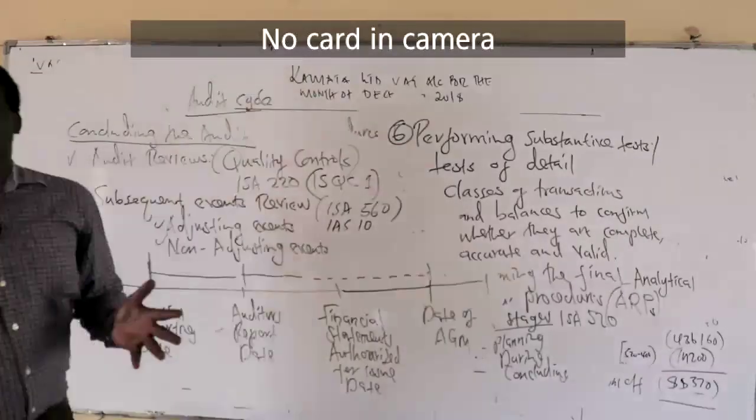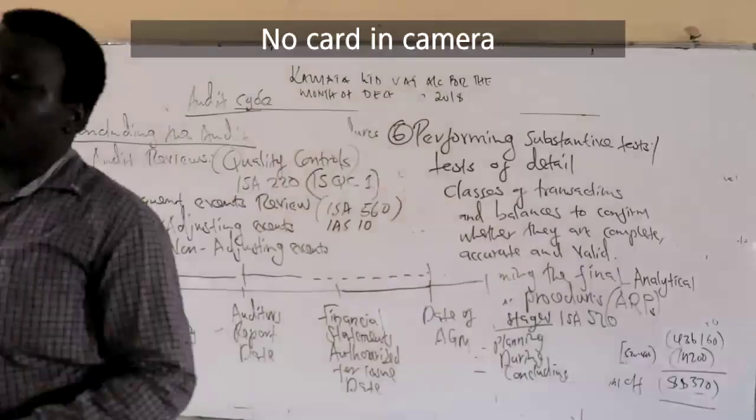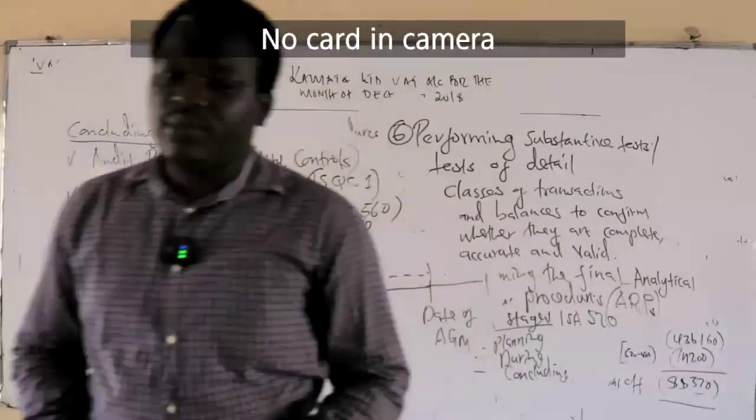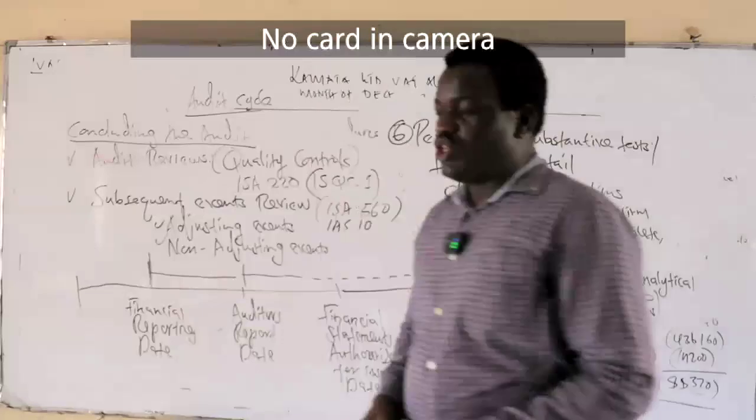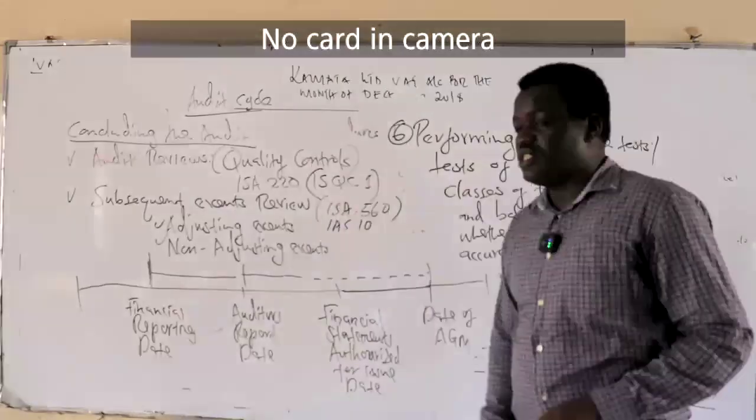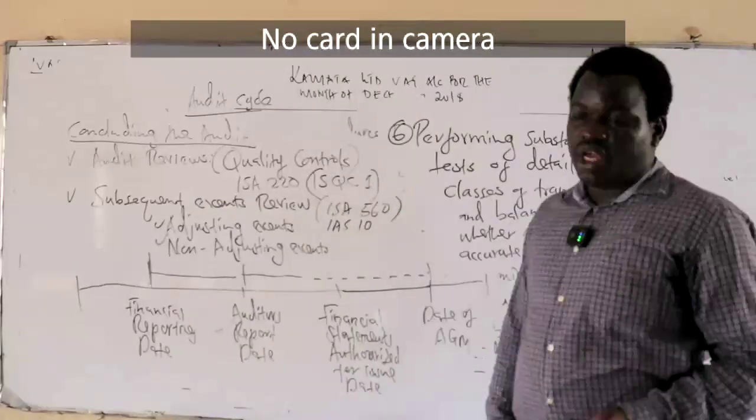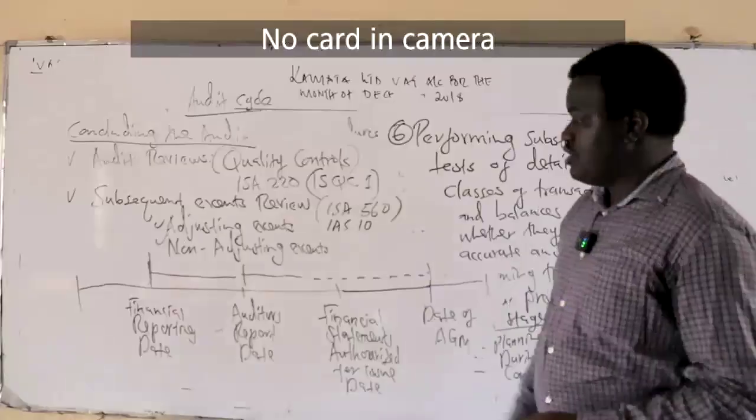So don't worry about that one. We shall be discussing them in another area. We have a topic for subsequent events, which is an examinable area in this unit. So that's another concern as part of the audit finalization.